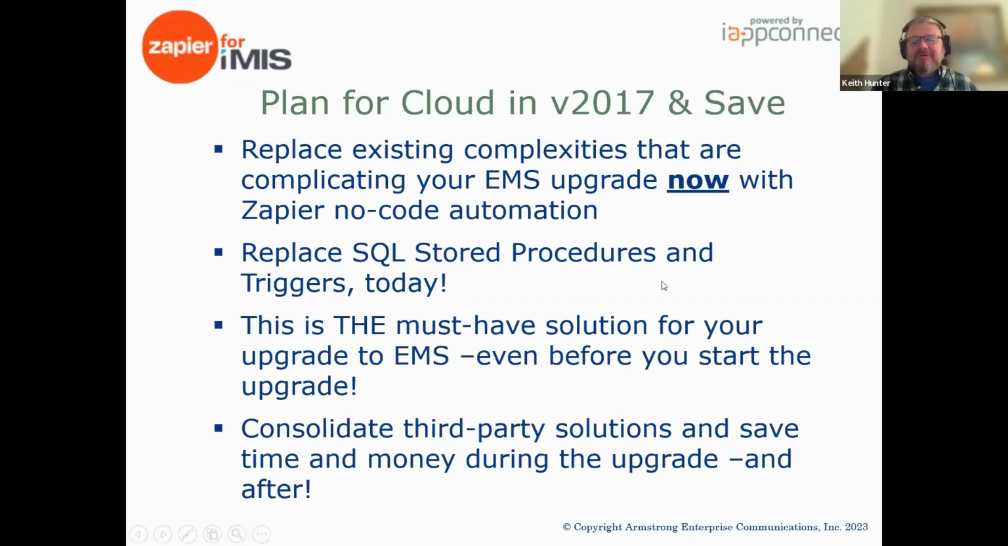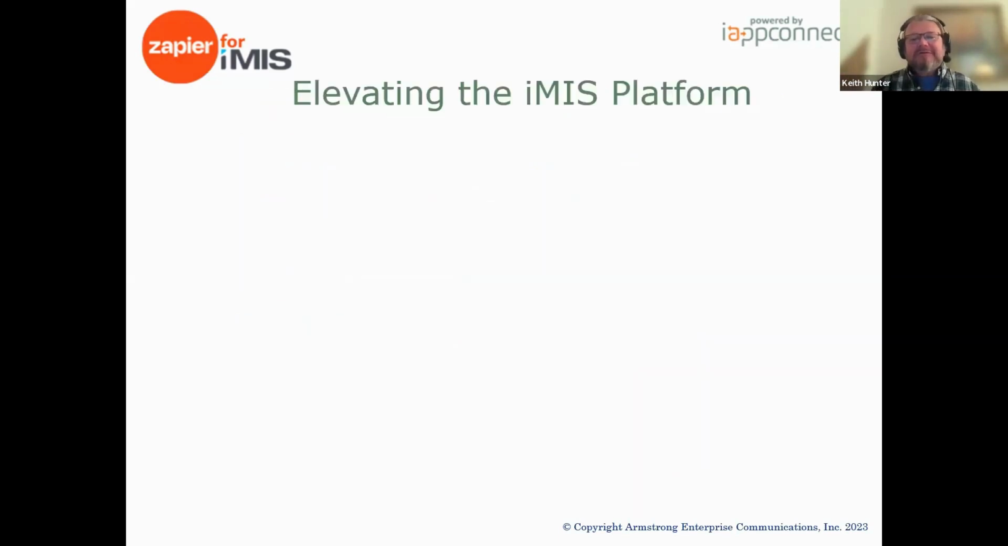This is the tool you need to prepare for your move to EMS. Consolidate all of your third-party solutions. If you've got a bunch of bridges that are expensive to maintain, you can consolidate them. You can start to use best of breed applications out there on the internet, connect them easily instead of having custom components. So if you've got a lot of custom code in your iMIS system and it's stopping you from upgrading, replace it with simple web apps that already do something similar. Eventbrite, survey tools, form tools, whatever, and connect them and move forward very easily.